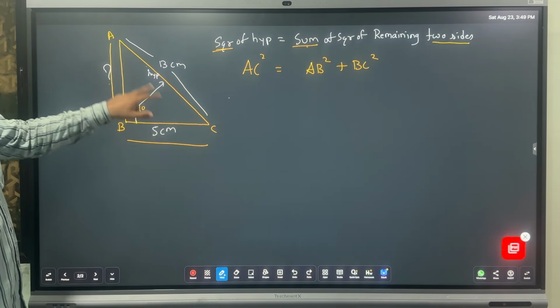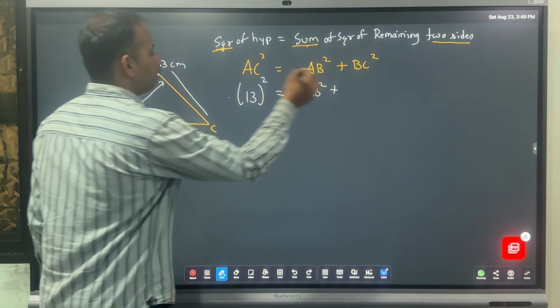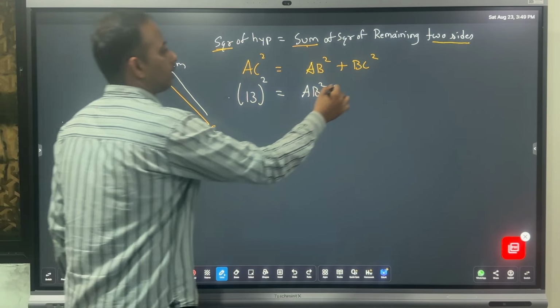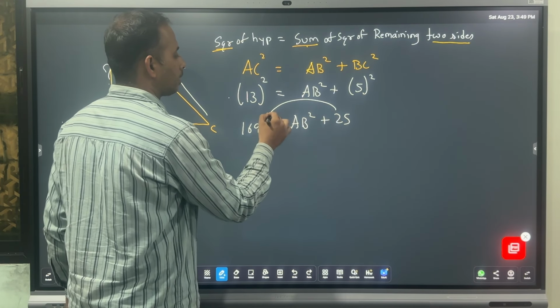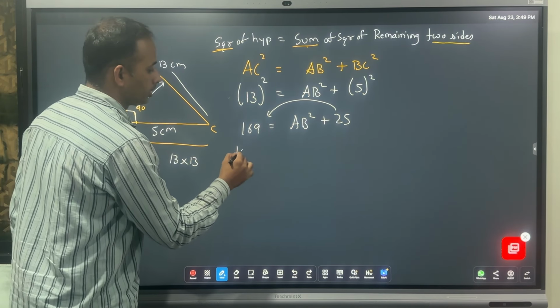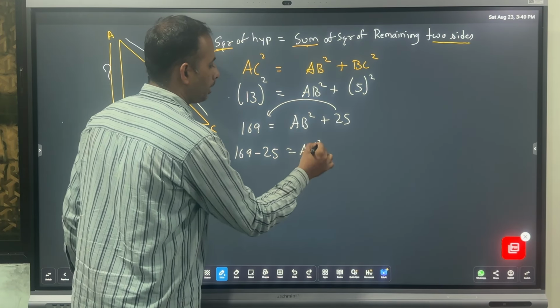Okay, so AC's value, they have given how much? 13. Square will be as it is. AB we don't know, we will write it as it is, AB square. BC's value, how much do we know? 5 square. So 13 square will be 169. How to do it? 13 into 13 will give us 169. AB square we don't know. 5 square is 25. So we should transpose 25 to the left hand side. So 169 minus 25 is equal to AB square.